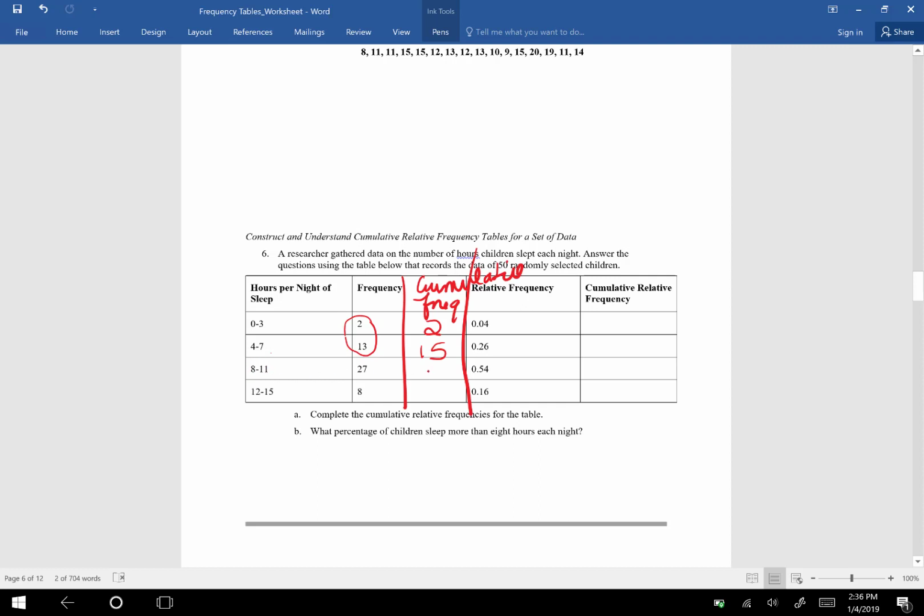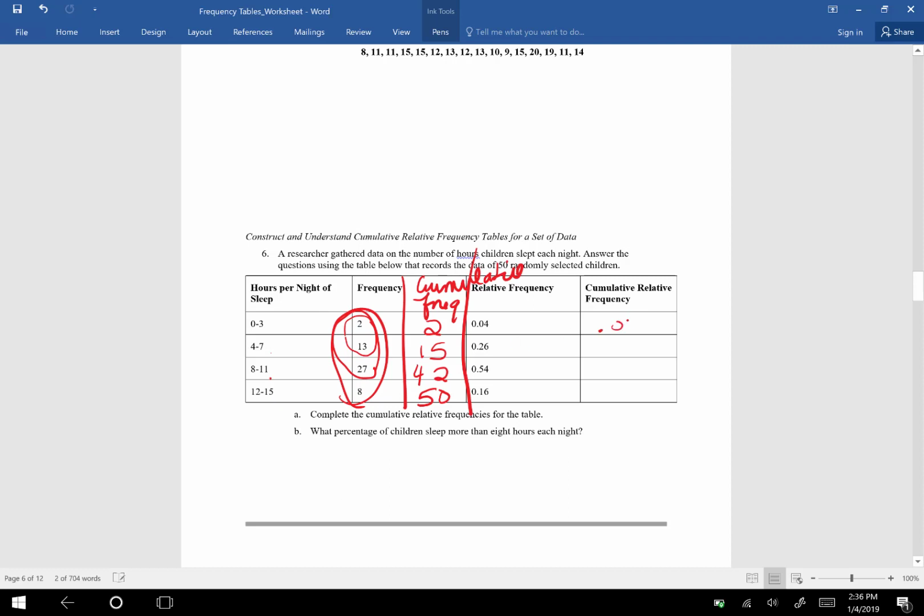So now we want cumulative frequency, the number of children who slept less than 11 hours. So we'd add all 3 of these together, or we'd add the 27 to the 15, which would give us 42. And then, of course, the last one, number of cumulative less than 15, is everything added together, or all 50 children. Make sense?